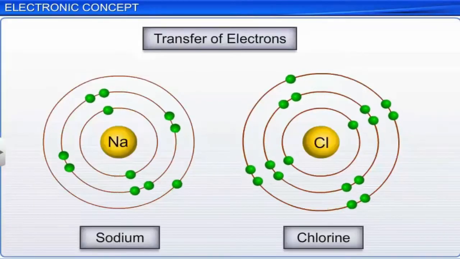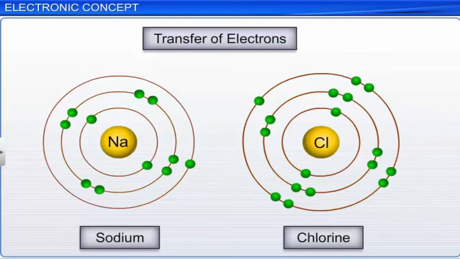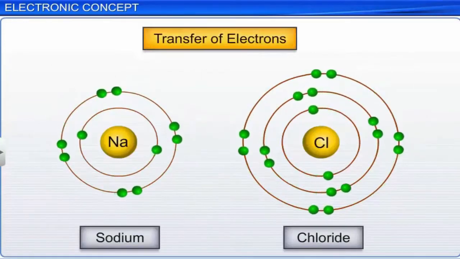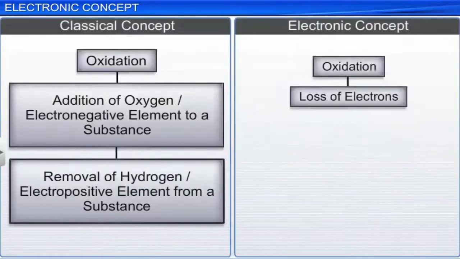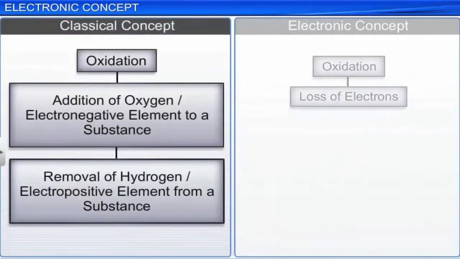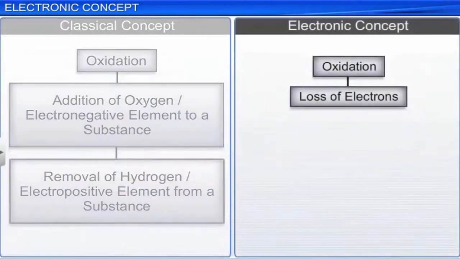The electronic concept conveniently explains the redox reactions in terms of transfer of electrons from one species to the other. Let us see how. While the classical concept defines oxidation in terms of addition or removal of elements, the electronic concept defines it as loss of electrons.